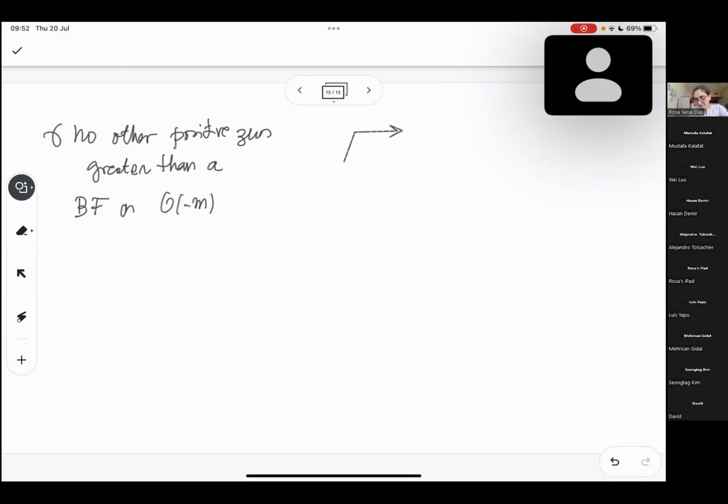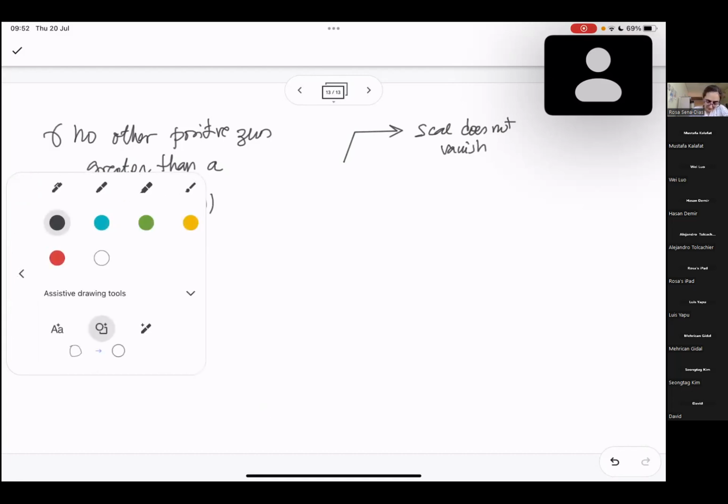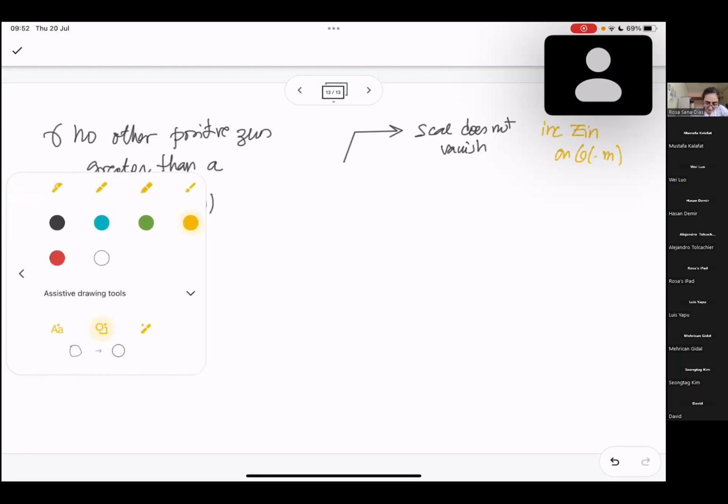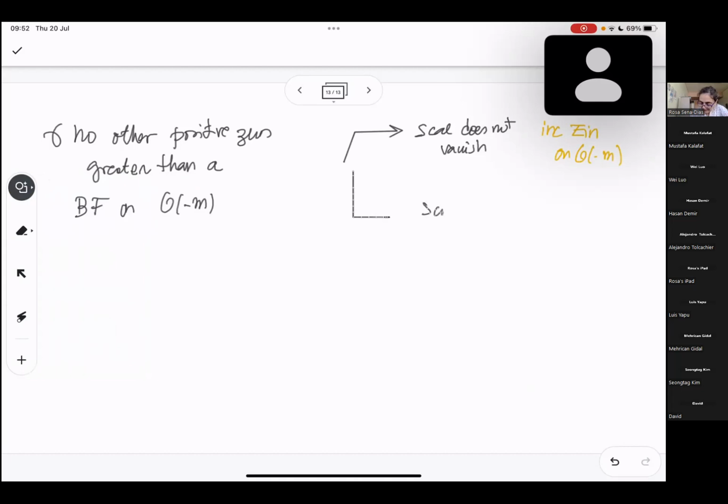Two things can happen. First thing, well, scalar does not vanish. And this happens. And we get, what do we get? Well, we get incomplete metrics. We get incomplete Einstein on O of minus M. Okay, what else do we get? Well, it can happen that scalar does vanish. And in this case, what we get is two Poincaré Einstein metrics. One is smooth, the other was not. We are in this setting of the theorem, but Gm minus is incomplete.